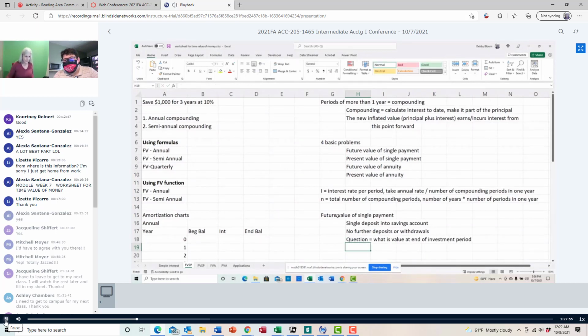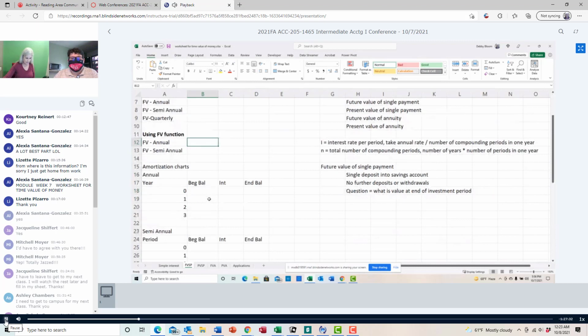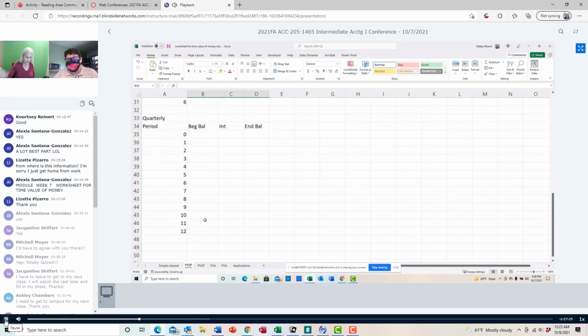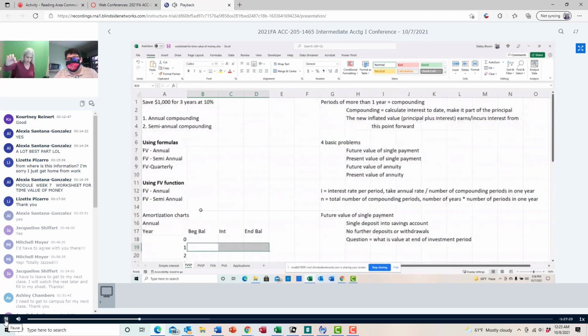The first thing we're going to do is solve the problems using formulas. I'm going to show you how to solve this problem and get the answer: what is the value at the end of the investment period? First, using a mathematical formula. Then we're going to use Excel. Then I'm going to show you how to do an amortization chart. With an amortization chart, we're not going to have to go all the way down to 3 or 6 or 12 periods. We're just going to be able to do the formula on the first line and copy it down.